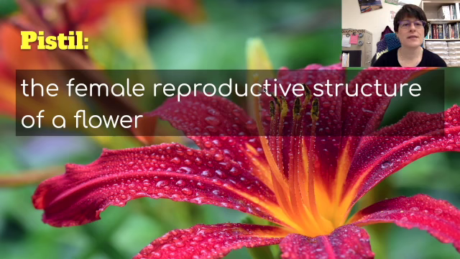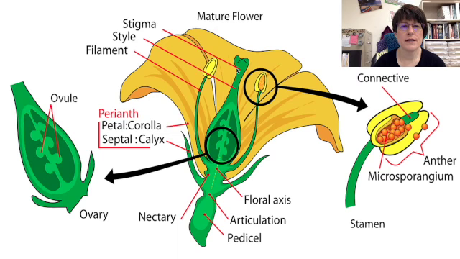The pistil is the female reproductive structure of a flower. So the pistil is right here. Here are our stamen. So right here, they don't really have this labeled entirely, but this is the pistil. They don't have pistil on this, but this is the pistil.